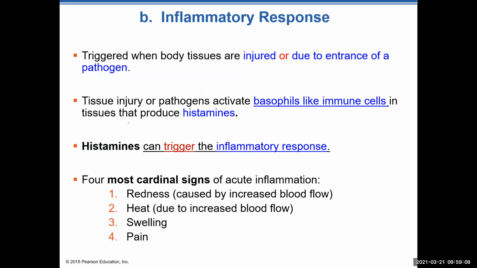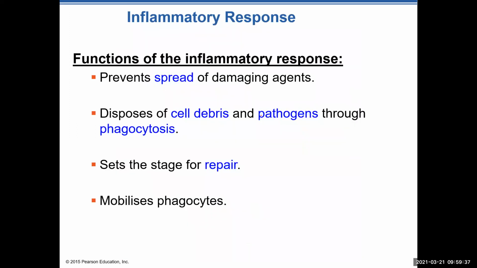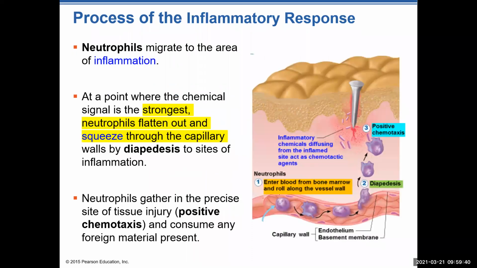Okay. And then we also spoke about inflammation, right? So we discussed the four signs of inflammation: redness, heat, pain, and swelling. And we also spoke about how kinins are produced, and histamines are produced, how they dilate the blood vessels, how they make the blood vessels leaky, right? And at the same time, as the blood vessels are leaky, the neutrophils also escape from the blood vessels. And why do they escape? And what is that process called?